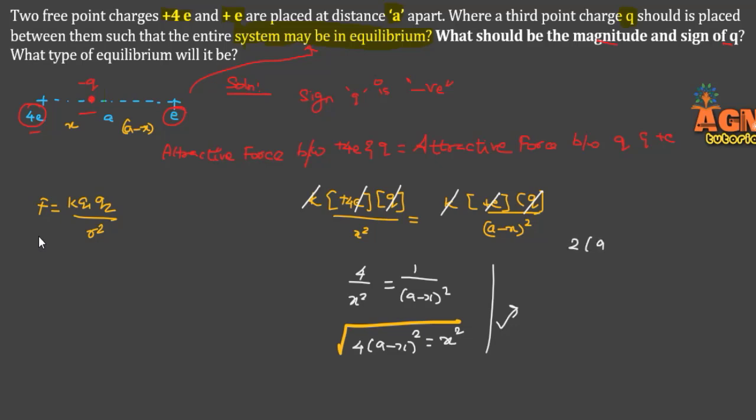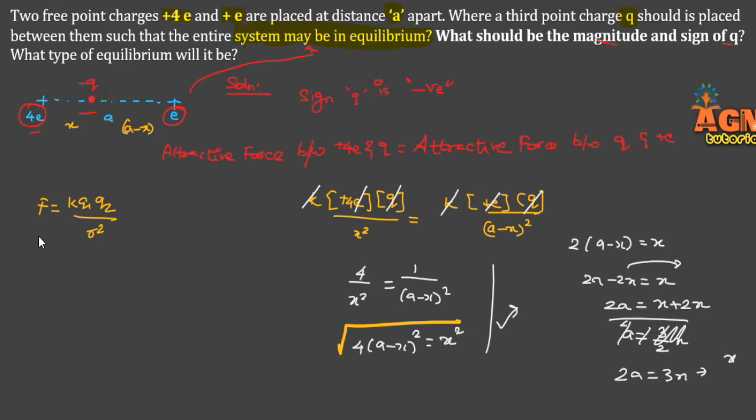So 2 into a minus x is equal to x. So 2a minus 2x is equal to x. 2a is equal to x plus 2x. Sorry, we need to calculate x. So 2a is equal to 3x. Based on this, x is 2 by 3 of a.